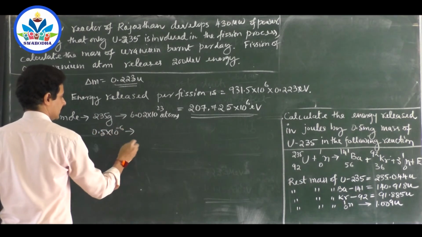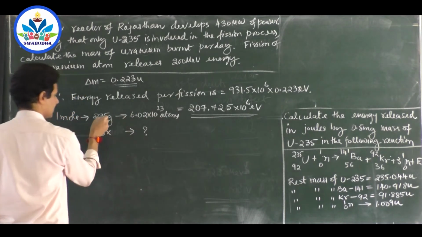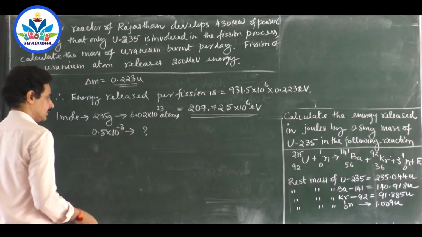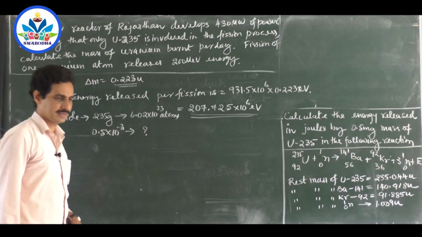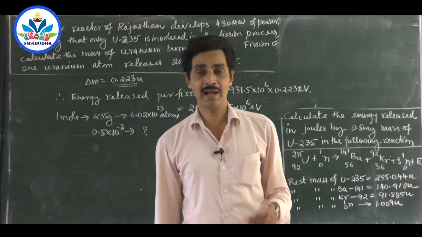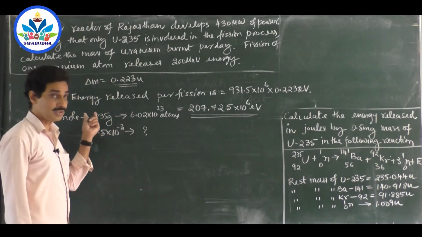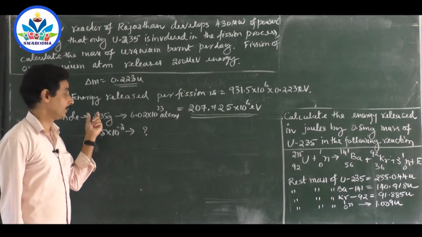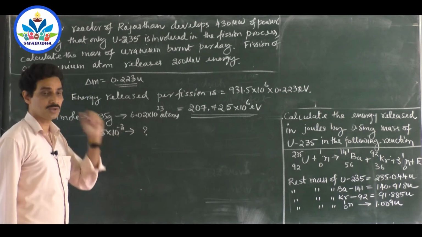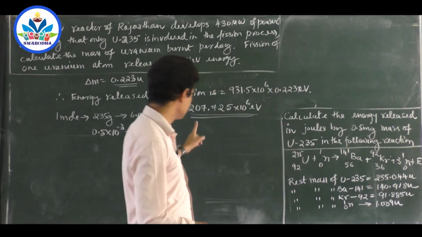We will convert it into grams, because this is 235 gram, so milligram to gram is 10 to the power minus 3 gram. You have to start from the reverse way. 235 gram, that is 1 mole of uranium, contains 6.02 into 10 to the power 23 atoms. 0.5 milligram of uranium contains how many atoms? And all the atoms should undergo fission. One fission gives this much energy.